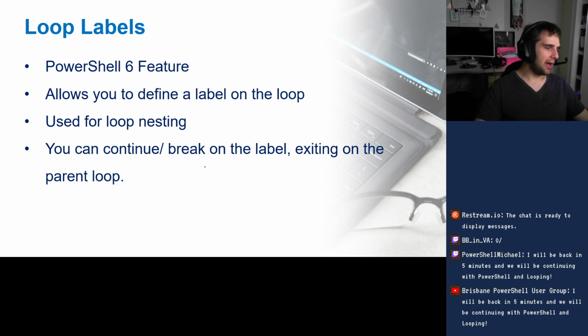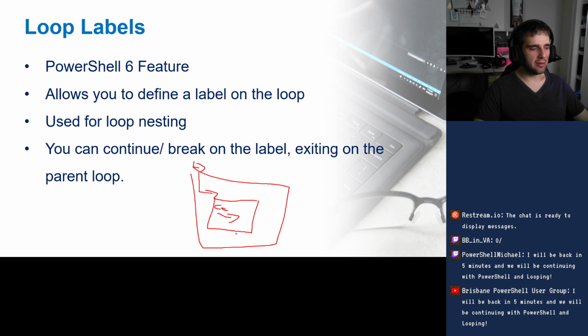What I mean by that is, let's say you've got a loop here, and then you have a loop in here, and let's say you've got the continue statement here. Before PowerShell 6, that continue statement would only apply to this loop. It won't apply to the parent loop. But let's say you wanted to break, or continue on the iteration of the parent loop. Well, this is where loop labels come in.